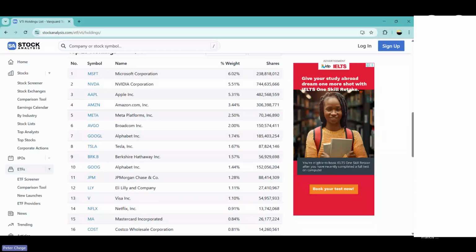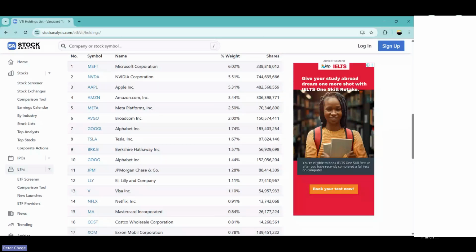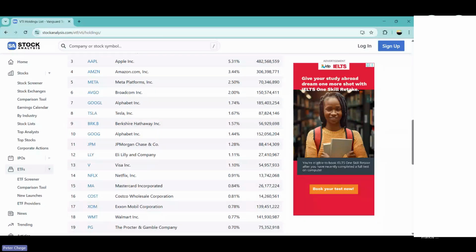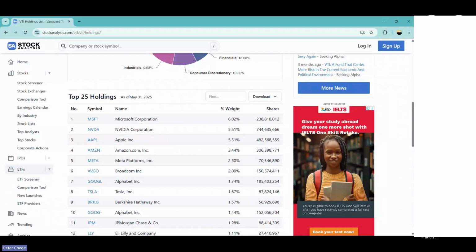Microsoft, Nvidia, Apple, Amazon, Meta, Broadcom, Alphabet, Tesla. Alphabet is Google. Then you have JP Morgan, Visa, Netflix. Notice what I said: when you are packaging an ETF, the stocks are given a weight. That is a percentage. What portion do they make up of that one unit of VTI? Like Microsoft, it is 6.02%. Those are shares listed within this ETF. So I hope now it is clear.